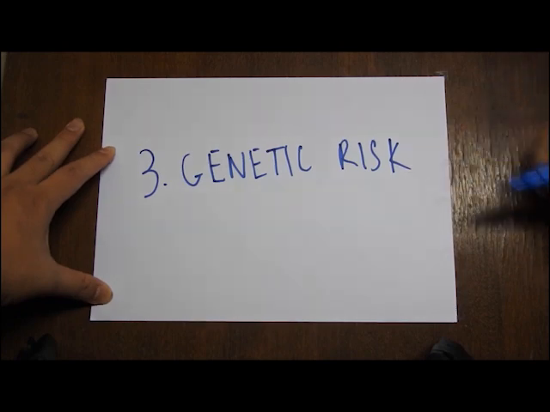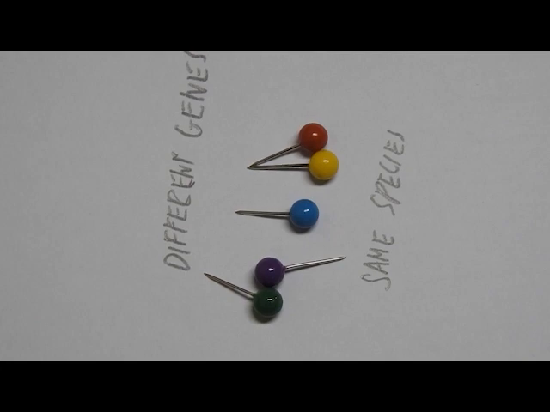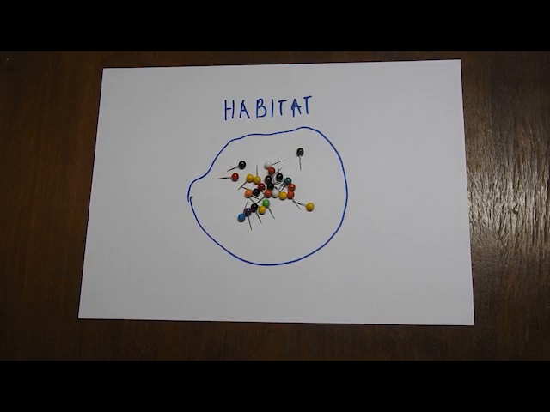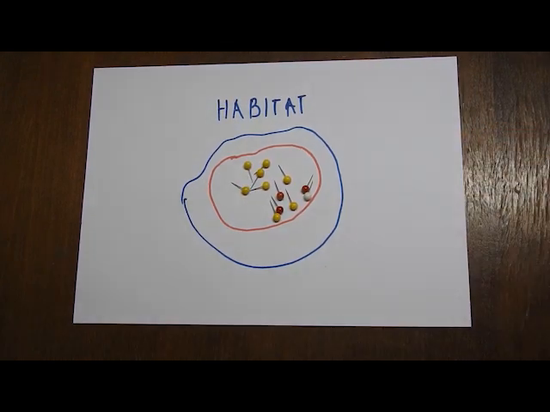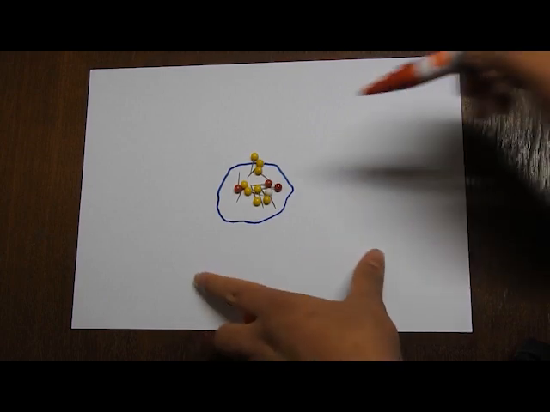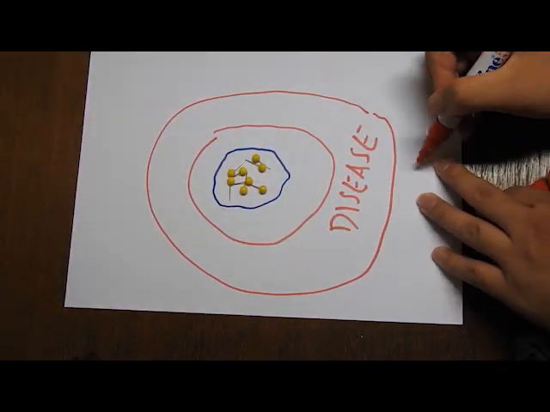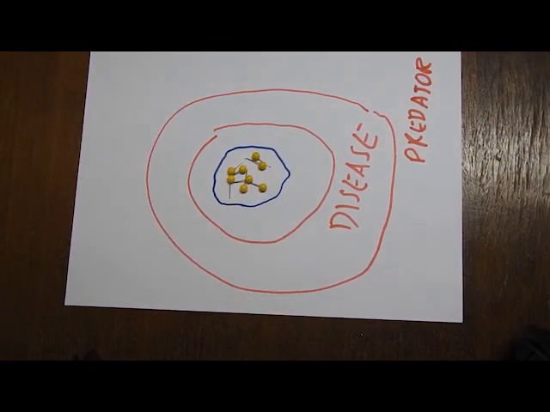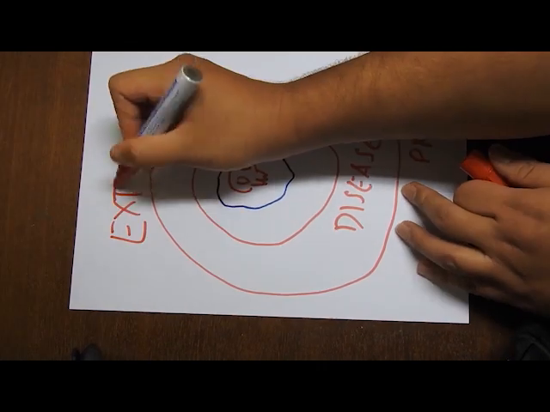The third effect is genetic risk. Imagine that different colors of these thumbtacks represent different genetic varieties of the same species. As we know, smaller fragments can support a smaller number of species and also smaller populations of a species. The smaller the size of a population, the narrower the genetic diversity available to fend off diseases or other external environmental threats such as predators. Thus, the species is more at risk of extinction.